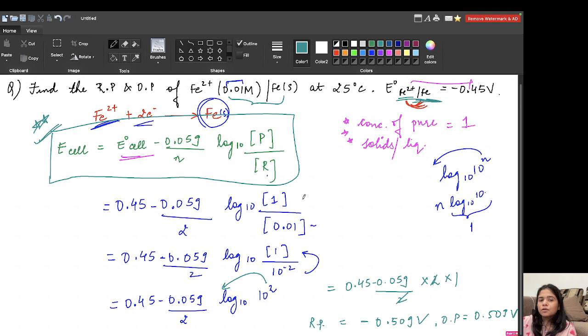So just substitute all the values. 2. Why 2? Because 2 is the number of electrons here. Log base 10, 1. Why 1? Because the concentration of pure solid and liquid is 1. Then solve this. You will get the reduction potential as minus 0.509 and oxidation potential, just reverse the sign.